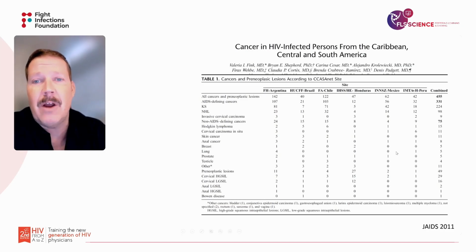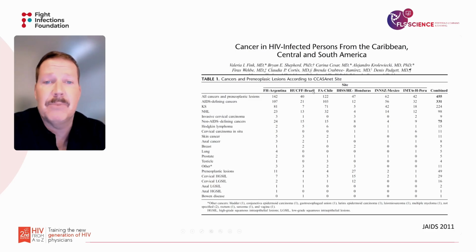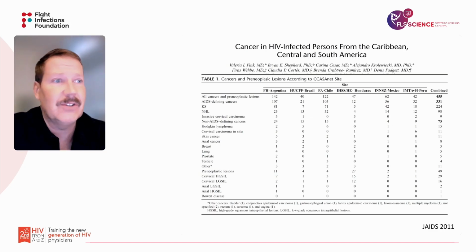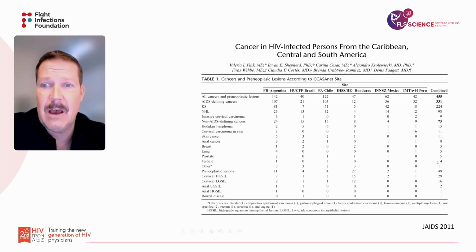And as you can see here, they considered patients from Argentina, Brazil, Chile, Honduras, Mexico, and Peru. And combining those, they still saw very high rates of AIDS-defining cancers in their population. So nearly 3/4 of the identified cancers were AIDS-defining cancers, compared with roughly 1/4 of non-AIDS-defining cancers. And so again, this group reported high rates of Kaposi sarcoma and lymphoma, but they also were seeing fairly high rates of Hodgkin lymphoma, as well as skin cancers in their population.